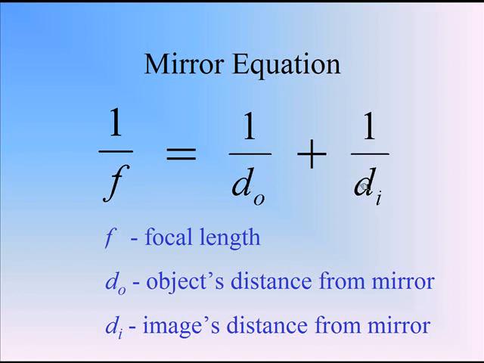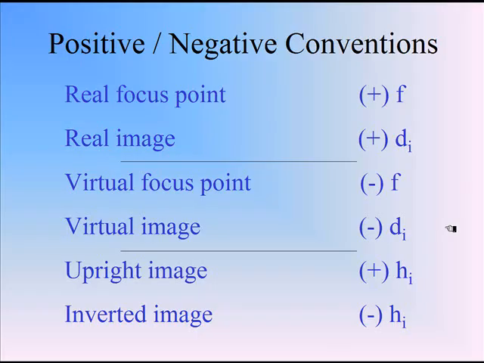Now here are some of your conventions. A real focal point is positive F. A real image is positive DI. A virtual focal point, such as on a diverging mirror, is going to be negative F. Virtual images are negative DI, and if the image is above the principal axis, the height is positive. If it's inverted, then it's negative.